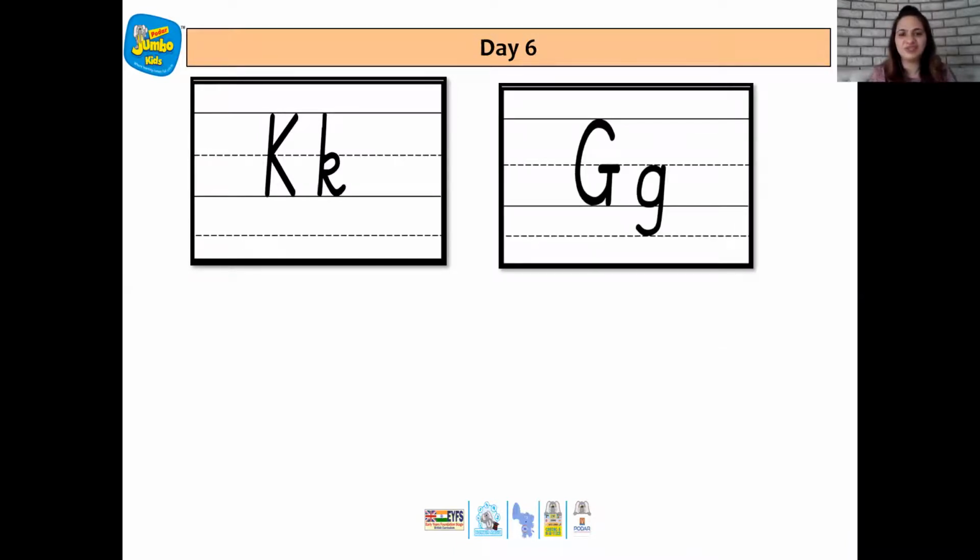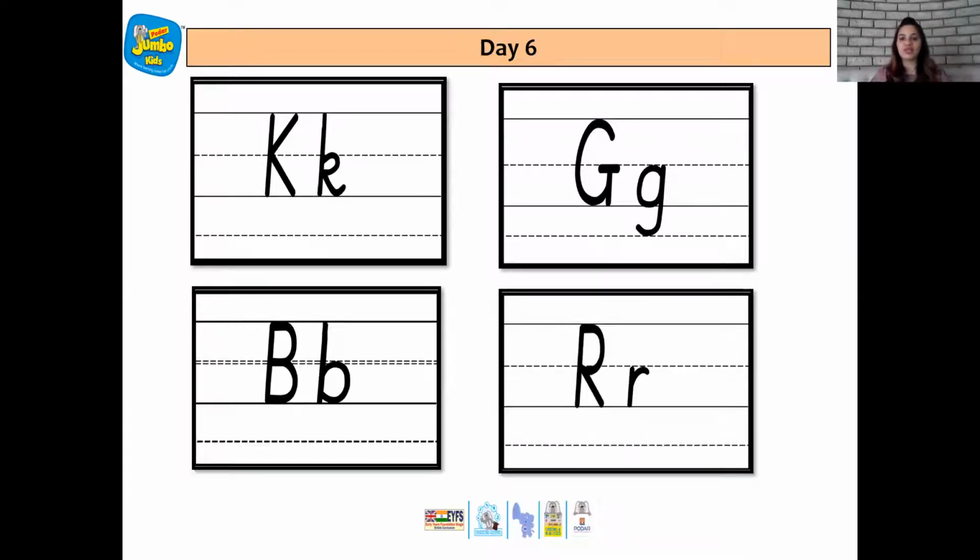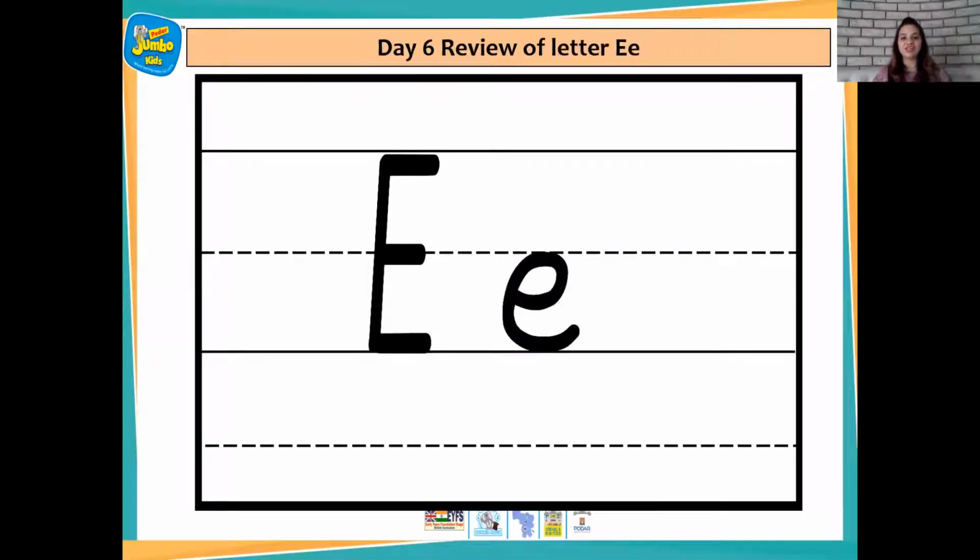Okay, children, time to tell teacher which letter is this one. Perfect, letter G, and G says G, G, G, G. Okay, children, and which is this letter? Correct, letter B. B, B, B. Okay, children, can you tell me which is this letter now? Wonderful, letter R, and R says R, R. Okay, children.